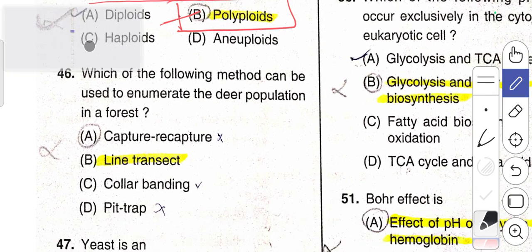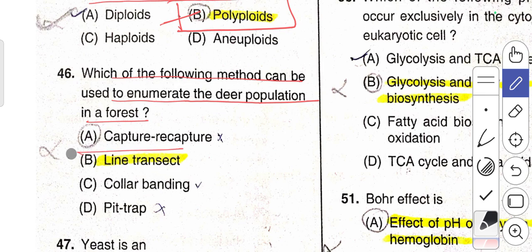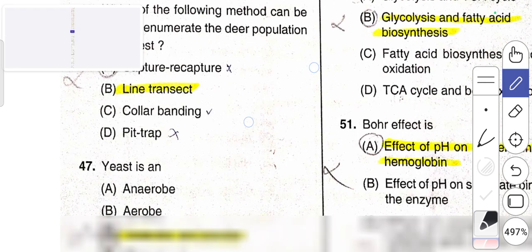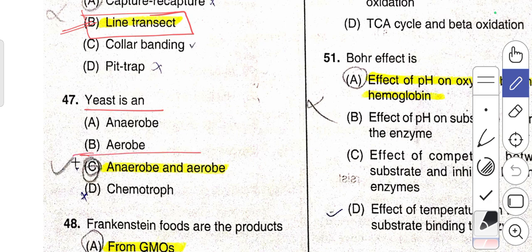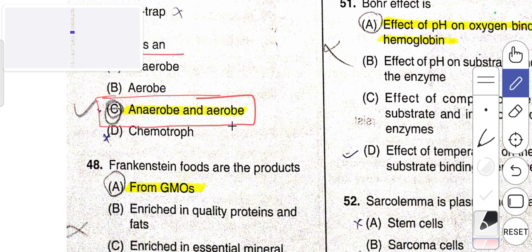46th question: which of the following methods can be used to enumerate the deer population in a forest? That is the line transect method, through which we can enumerate the deer population in a forest. Then 47th: yeast acts as both anaerobe and aerobe. So C is the right answer.